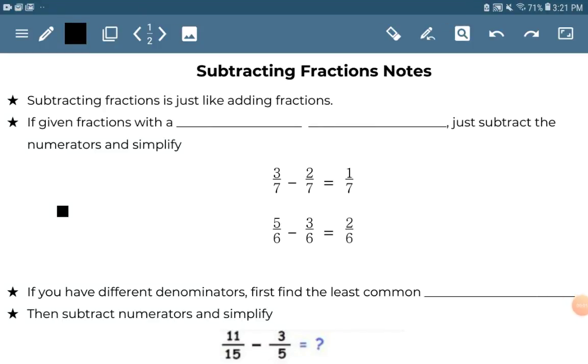Today we are going to be talking about subtracting fractions. Subtracting fractions are really a lot like adding fractions. So first we're going to talk about when we are given fractions with a common denominator.